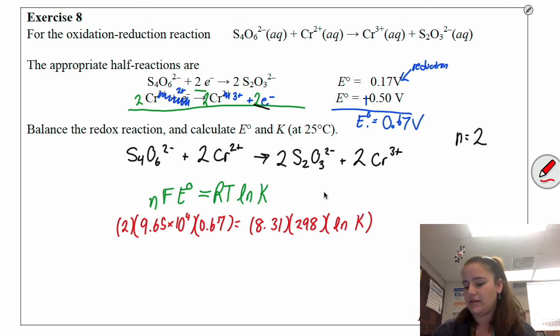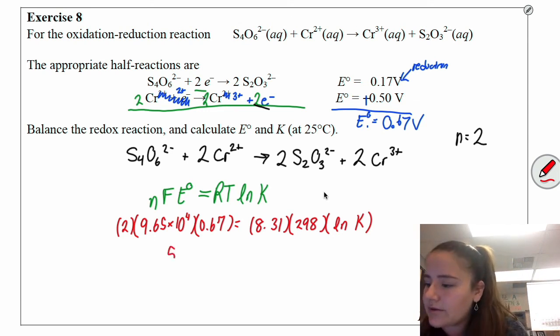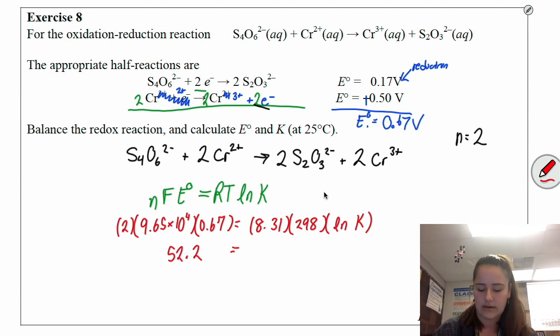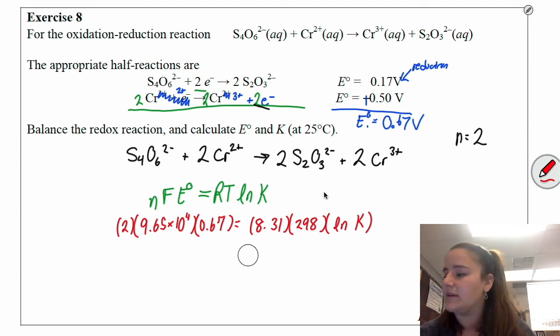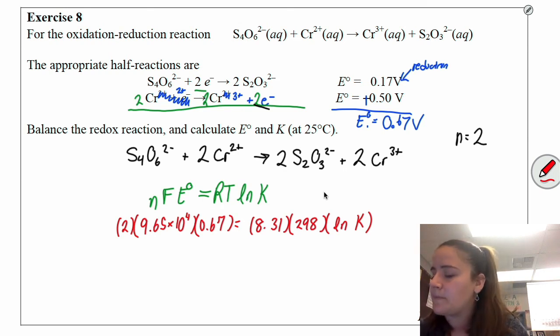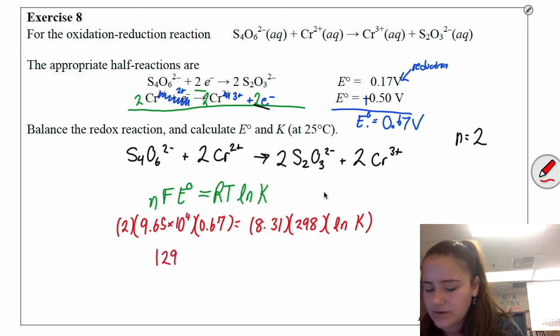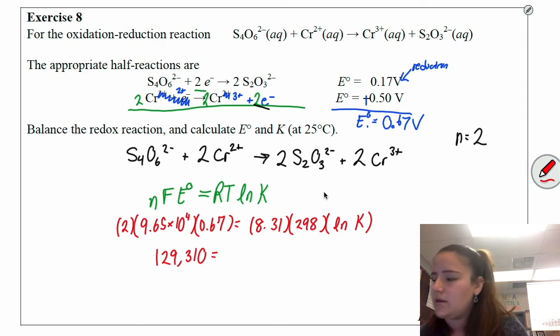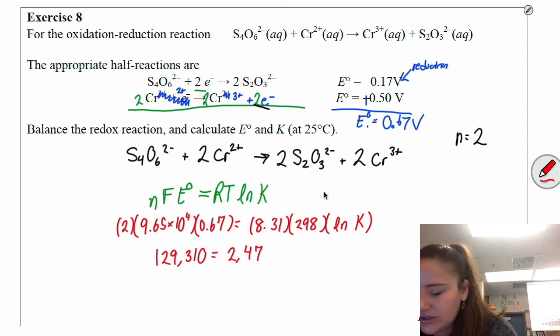Okay, so you plug this all into your calculator. Oops, nope, that's not right. Sorry, I skipped a step. 2 times 9.65 times 10 to the 4th times 0.67. That gives me 129,310 equals 8.31 times 298, which is 2,476.38, times natural log of K.